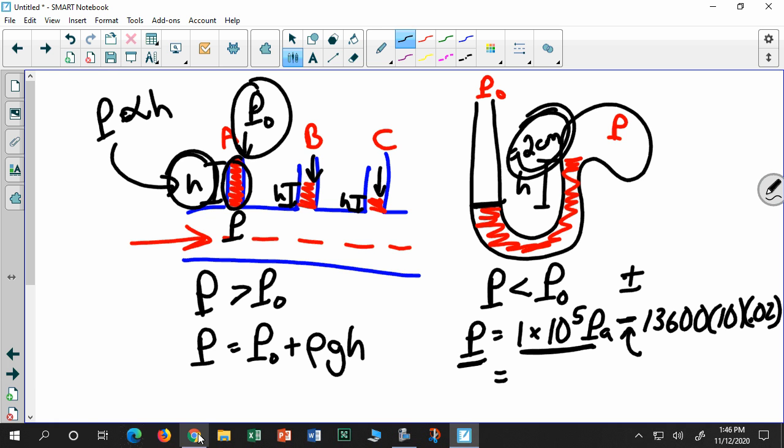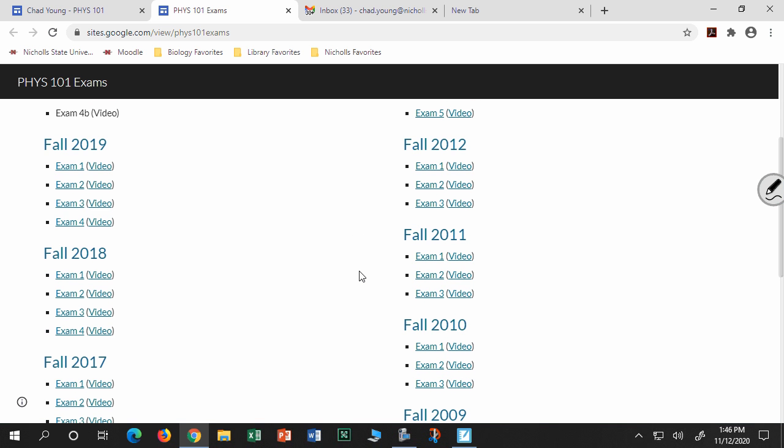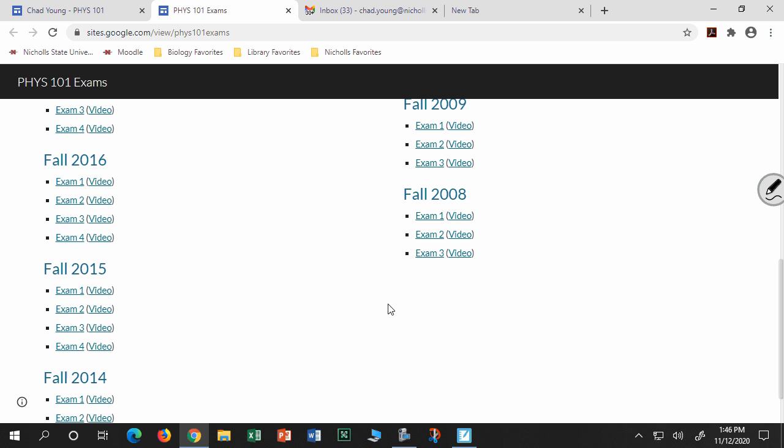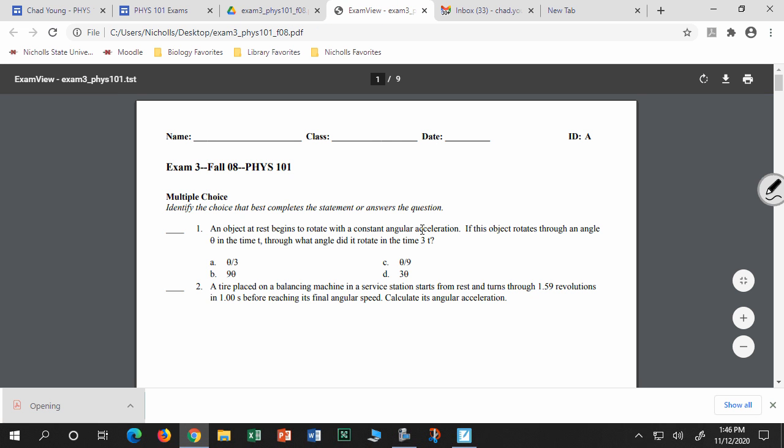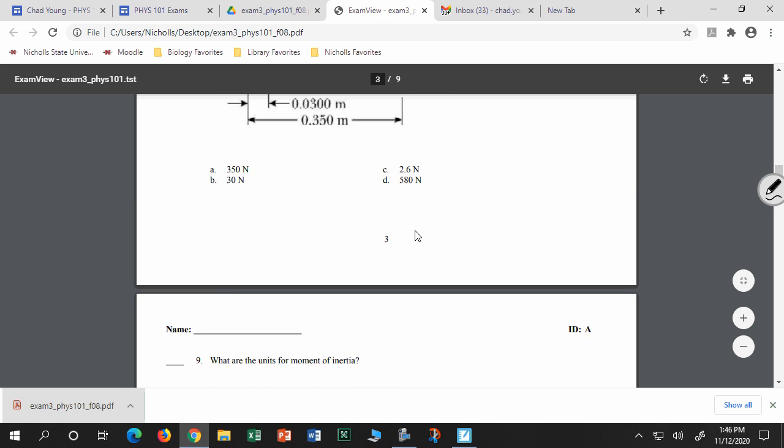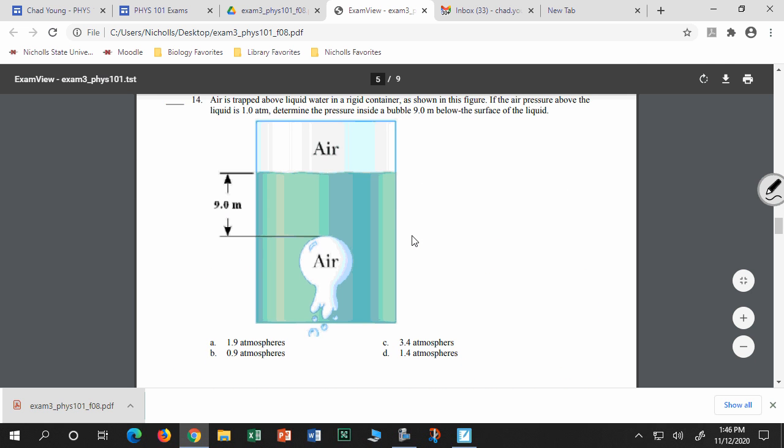Let's look at some of the old exams. We'll go back a ways. Let's go all the way back. I think there are fluid problems on this. Exam 3, problem 8. Okay, yeah.